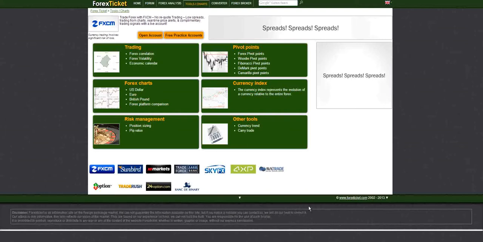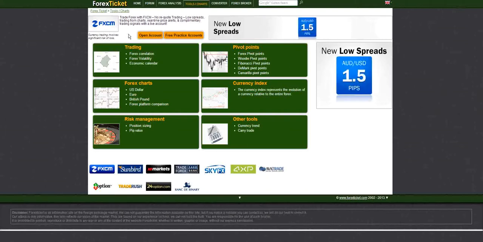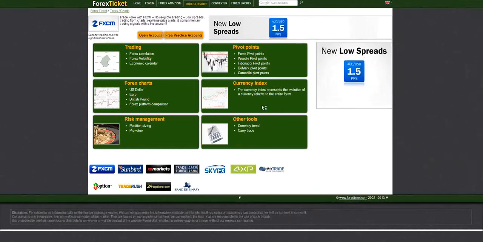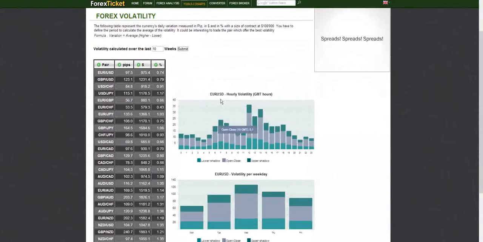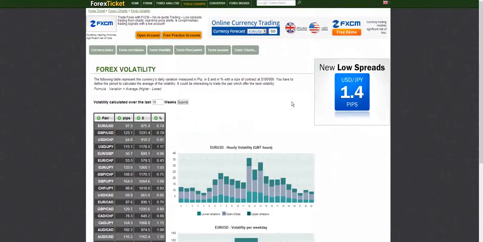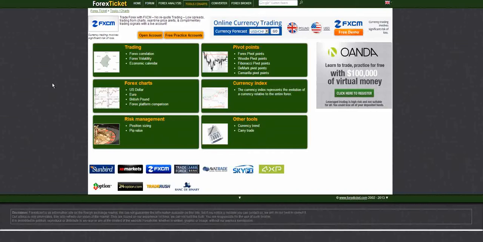It's a good website. As you can see, it has a lot of other tools on here that are available to you, such as Forex volatility, so you can take a look at the volatility of a pair. Like here's the USD, the volatility over the last hour, weekly, just some other simple things. But overall, I stick to the chart correlation to help me out with some decisions, and the pivot points to help you out getting some good support and resist levels on your chart.